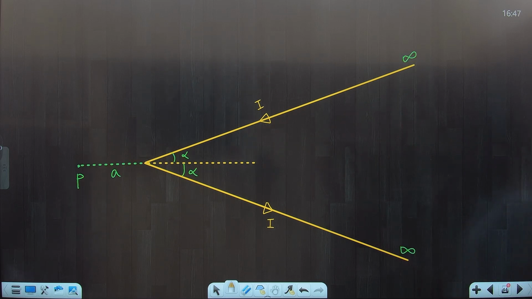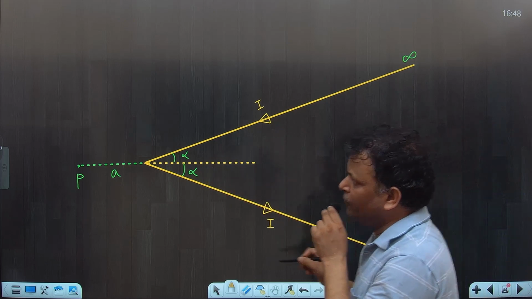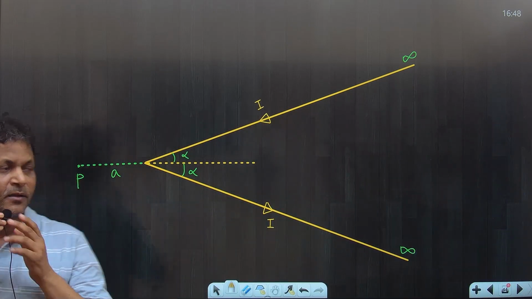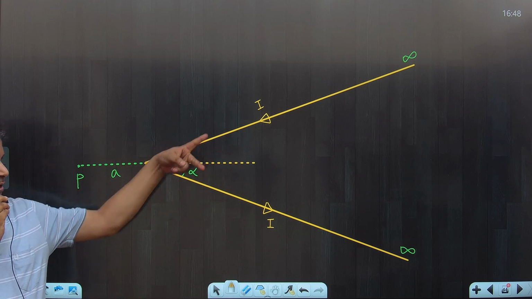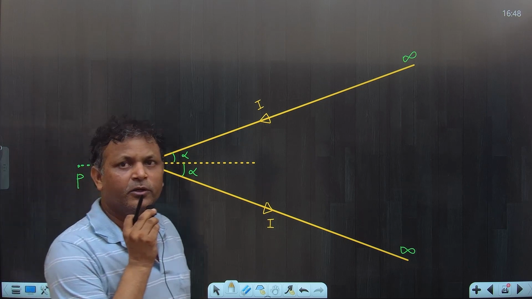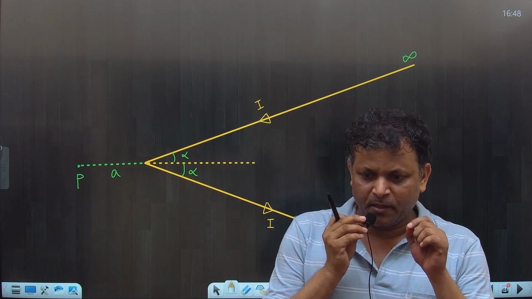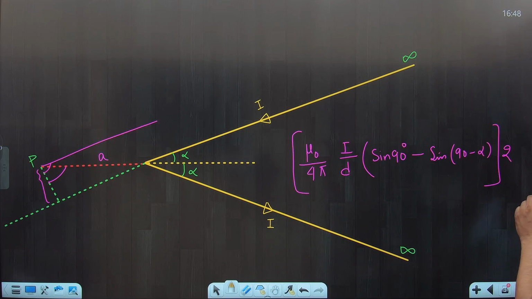Now the same shape, current is coming from here going there, and you have to find the magnetic field at this point P. Here it is not inside that V shape, it is outside the V shape. You have to calculate the magnetic field at a point P. So first of all you should find the direction of the magnetic field, right?